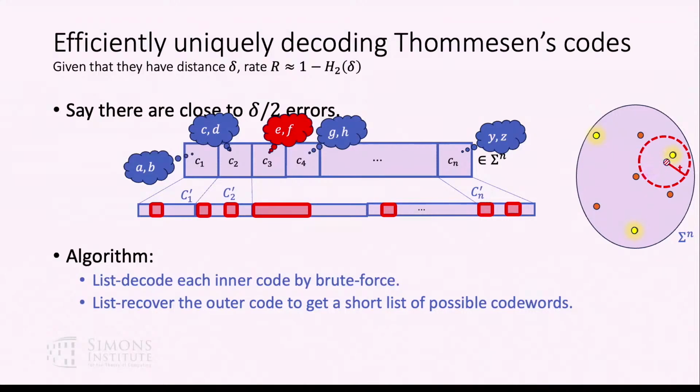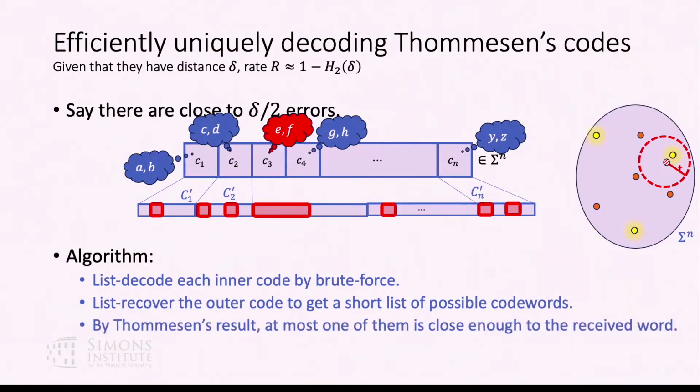And if I have a short list, even a polynomial-sized list, that still gives me an efficient algorithm. I take this short list, check everything in it, and pick the one correct answer. By the unique decoding guarantee, at most one of these things in the list is close to the received word, so just try them all and find it. That gives us an efficient algorithm to uniquely decode this concatenated code, as long as I have an efficient algorithm to list decode or list recover the outer code. Does that make sense?